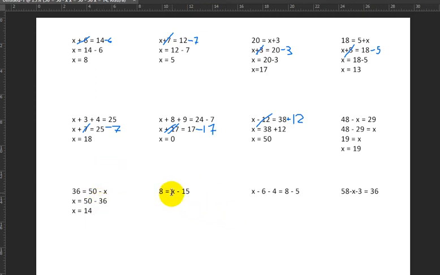Then we get this. 8 is equal to x minus 15. That's like this one, only the x is on this side. So again, if you want to, you can flip them around. You can bring the x minus 15 over on this side and the 8 over on that side of the equal sign, but it's not necessary. We could instead just say, okay, I'm just going to add 15 to both sides.